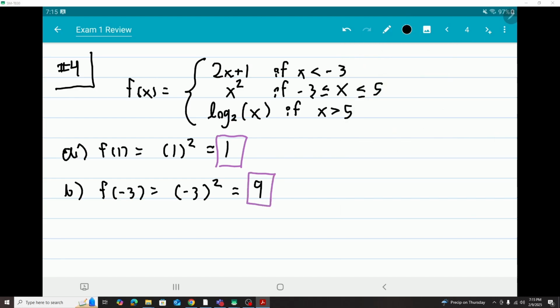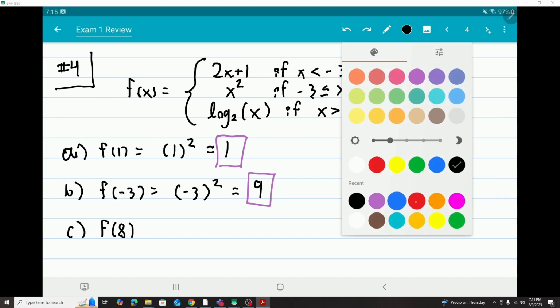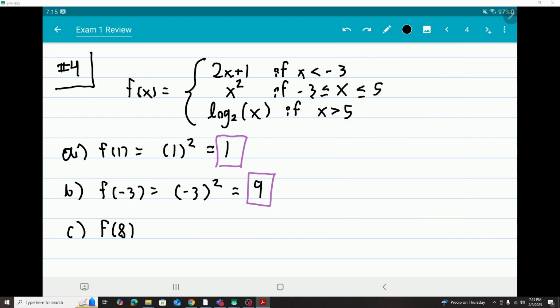All right, halfway there. C. F of 8. So again, I look at all three of these equations. Well, this looks like the one that I'm interested in, the x greater than or equal to 5 one. So I go ahead and I plug it into the bottom equation, which says log base 2 of 8.